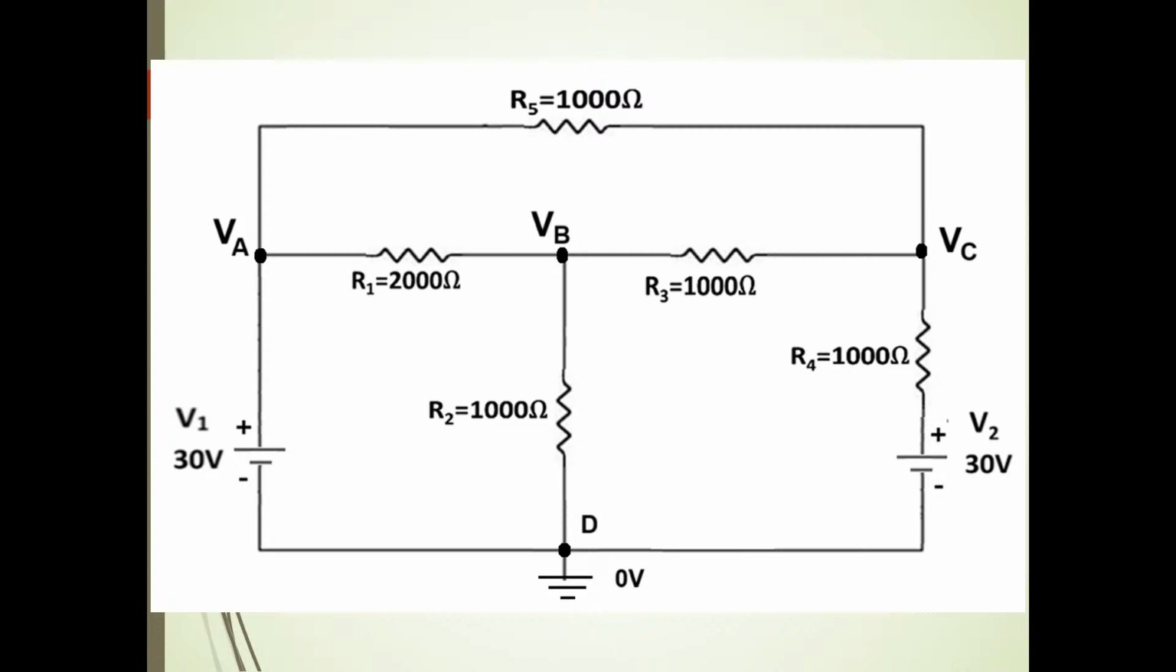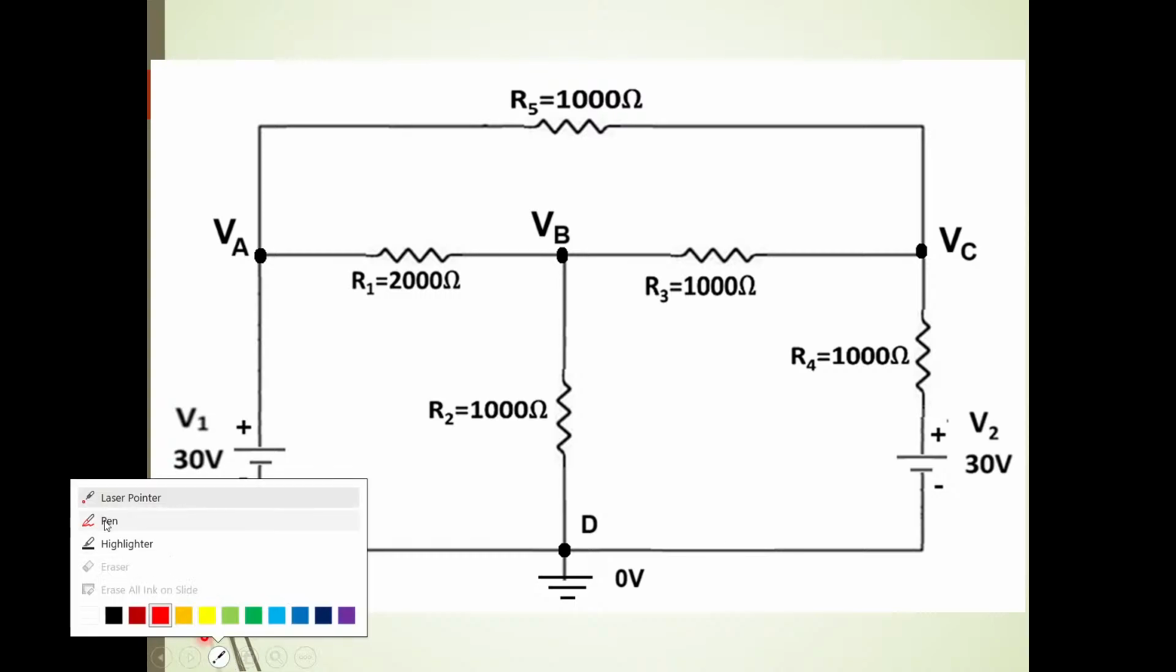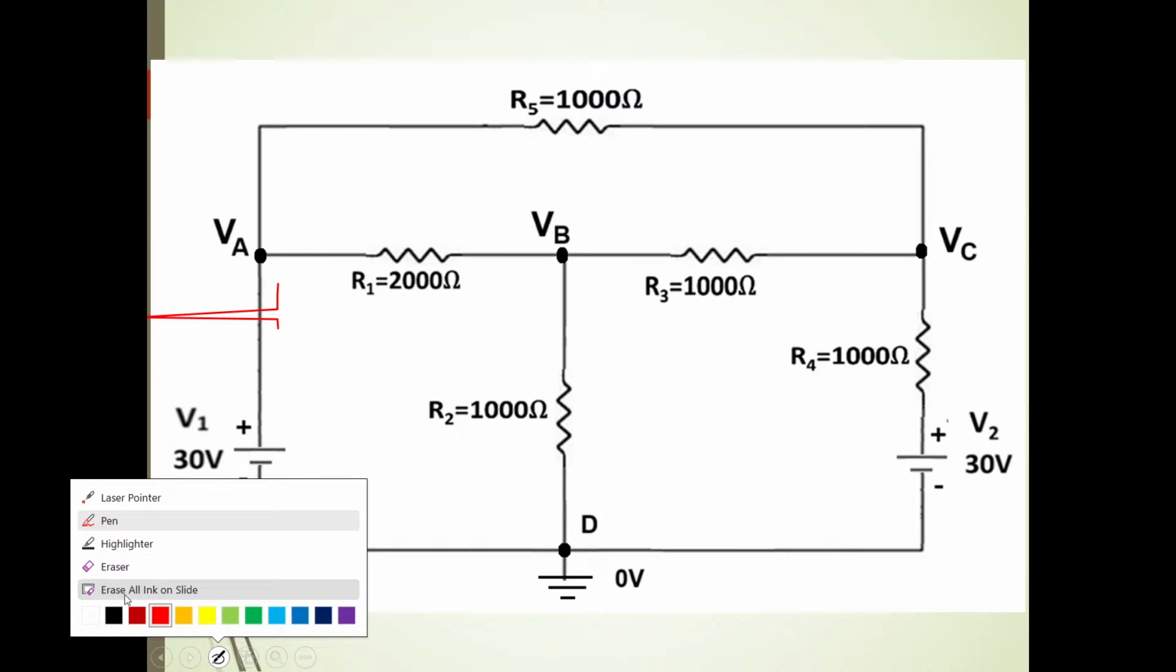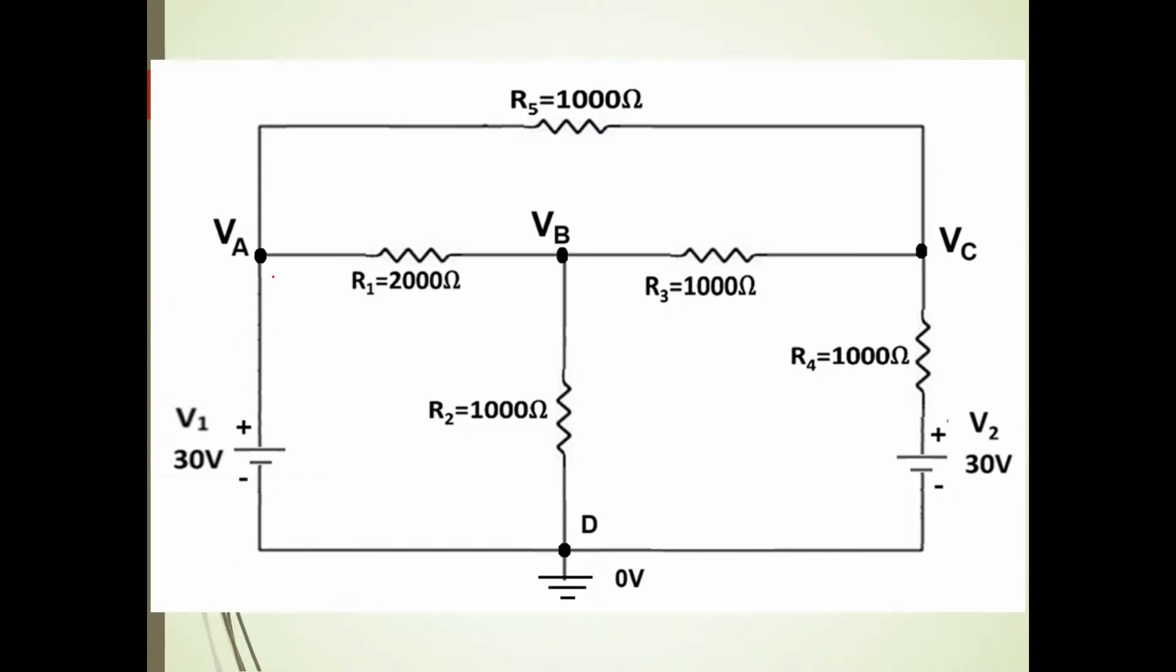Now we have to mention the currents, the current directions at each node. If you carefully observe at each node, I will take the pen. At this node, how many branches are there? One. Here, how many branches are there? This is one branch, this is one branch, this is one branch. So at node A, 3 branches are there.